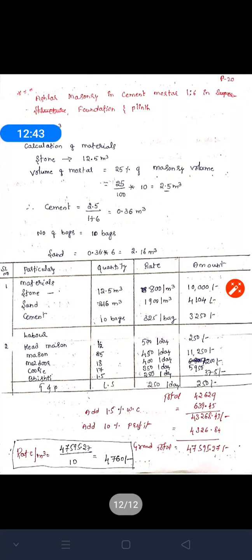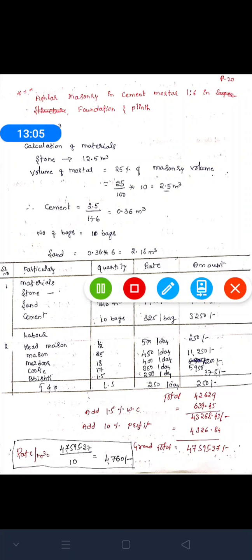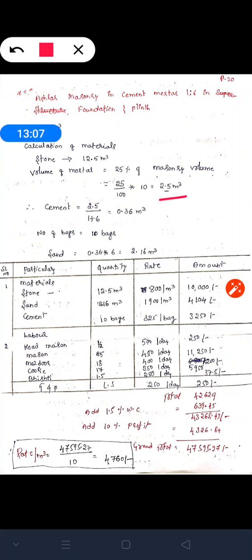Then we move on to the Ashlar masonry in cement mortar 1:6. That is for foundation and plinth here. As I told, the quantity of stone will remain the same, and the dry volume here will be considered 25% of the volume of masonry. Here 25 divided by 100 into 10, then we got the total volume of around 2.5 here.